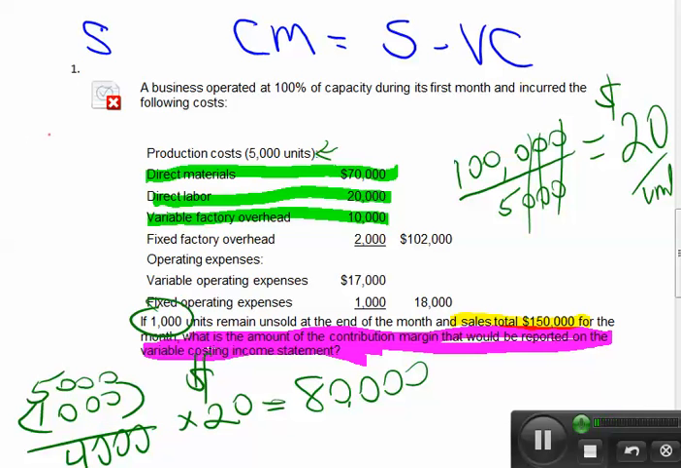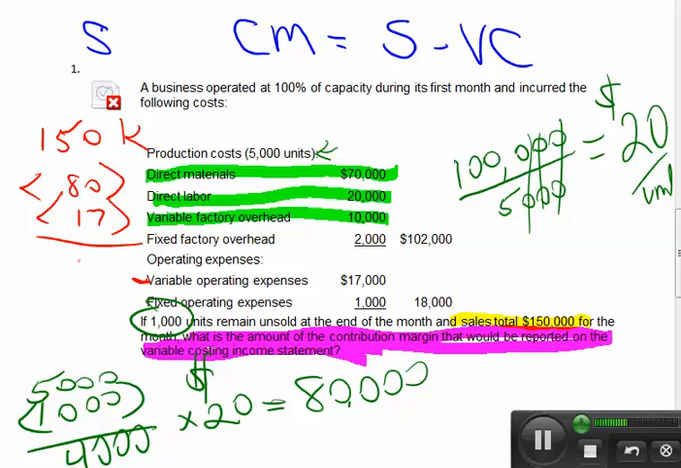So, find another spot to write here. I'm going to take $150,000 in sales. I'm going to subtract from that the $80,000 in manufacturing variable costs. I'll also subtract the variable operating expenses from that, and so that's $97,000. So that's what, $53,000 would be my contribution margin.